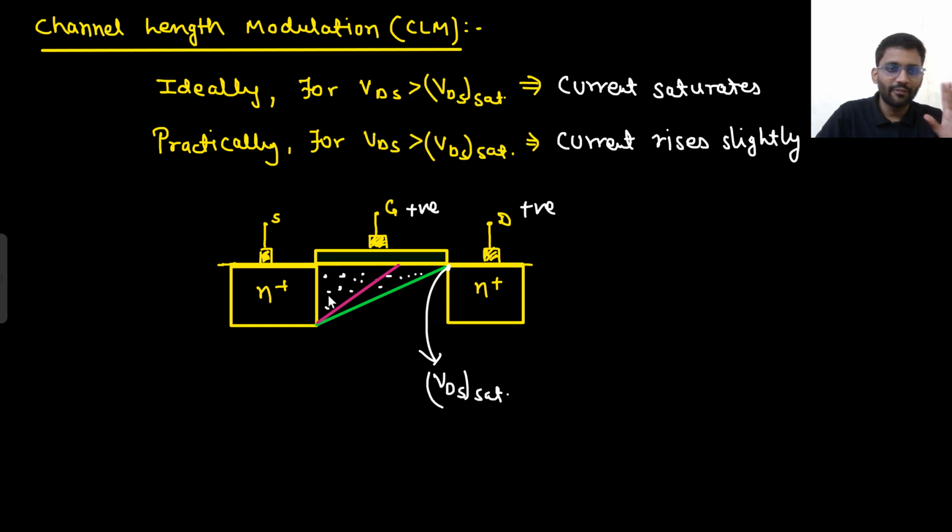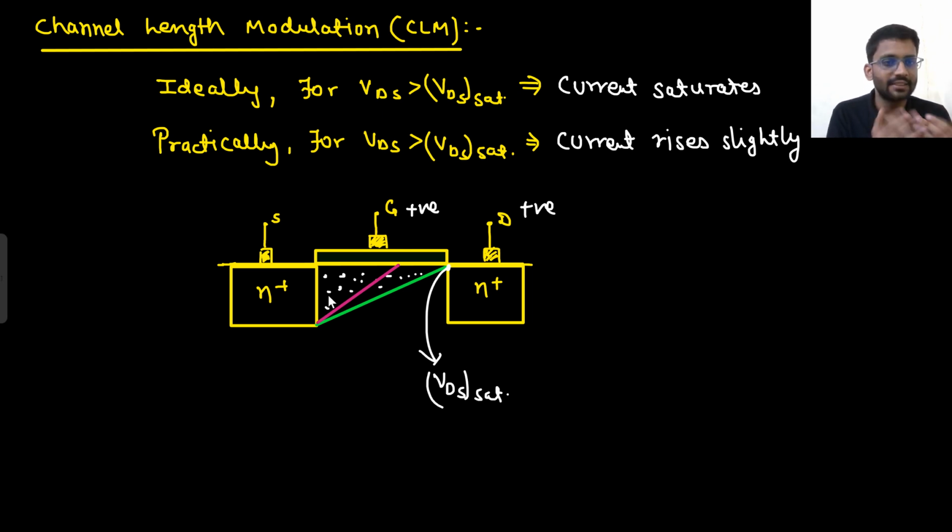So there is one phenomenon. One phenomenon is saying that the electric field is strong, so the current should increase. But the other phenomenon is saying that there are less charge carriers, so the current should decrease. So what happens? The current saturates.